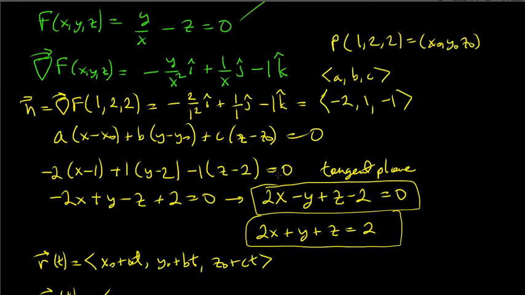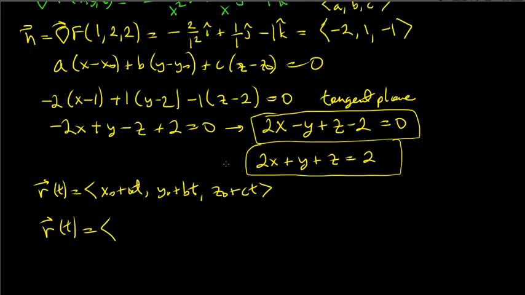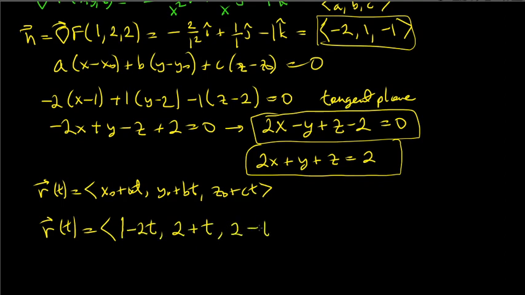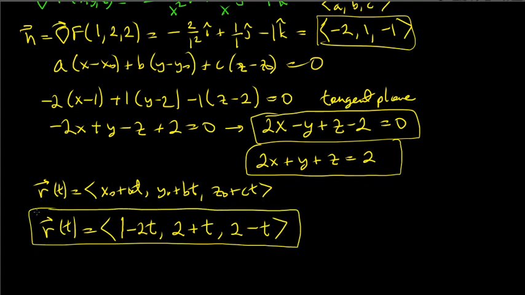So the equation of the normal line as a vector function, right, is just going to be, so 1, 2, 2, right? So 1, well, I could use the plus, but let's use the original a, b, and c, right? So 1 minus 2t, and then 2 plus 1t, and then 2 minus 1t. So there you go, right? So this will be our normal line.